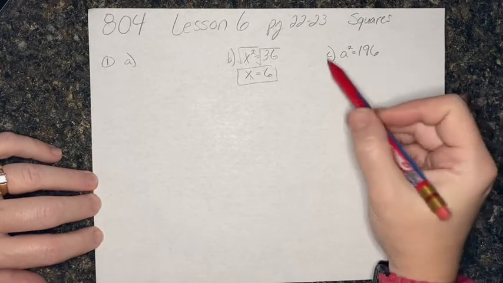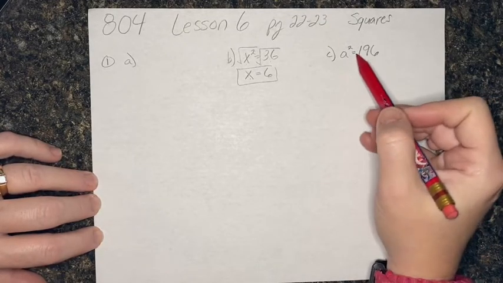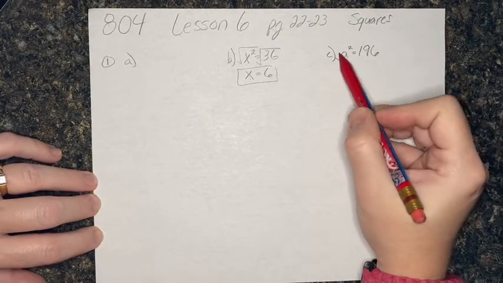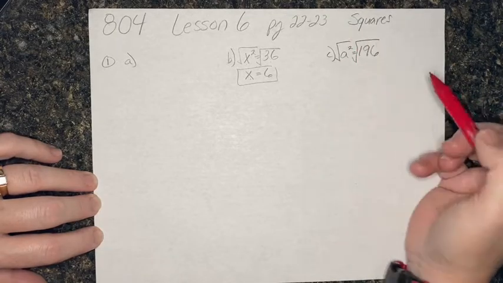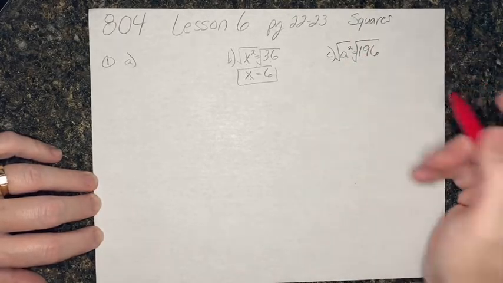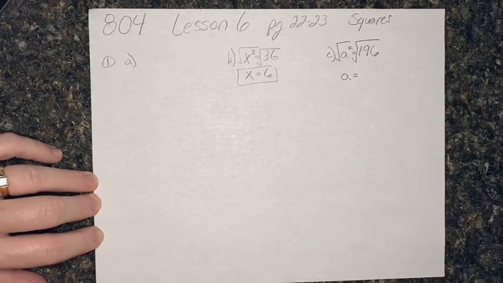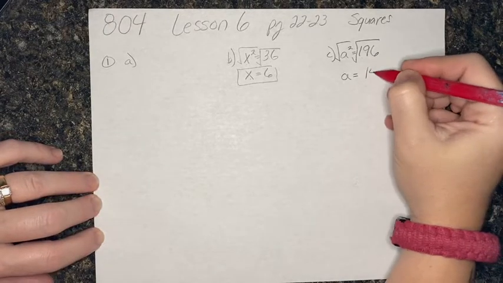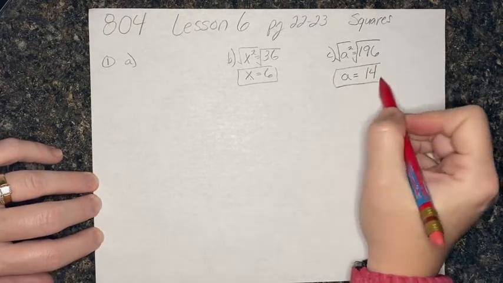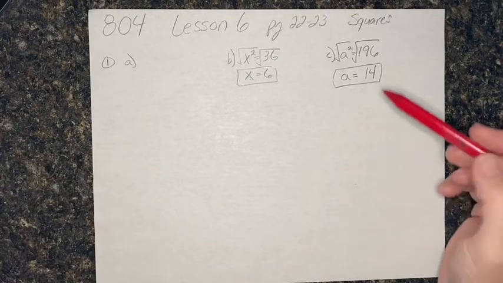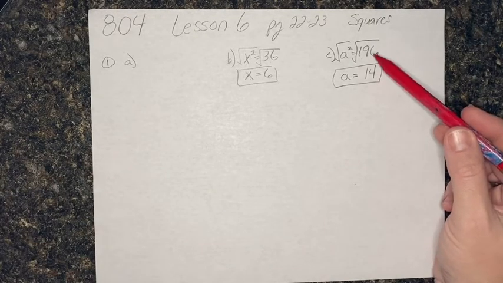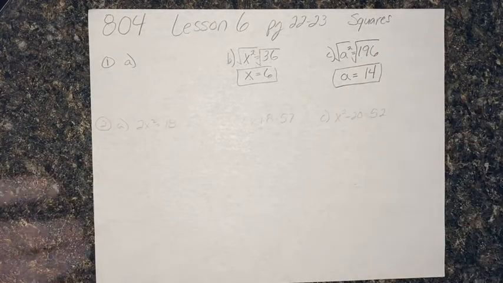All right. So problem C gives us a squared equals 196. Again, we're going to do the opposite of the square and take the square root. So the square root of a squared is a, and the square root of 196 is 14. Okay, so a equals 14. 14 squared is 196.